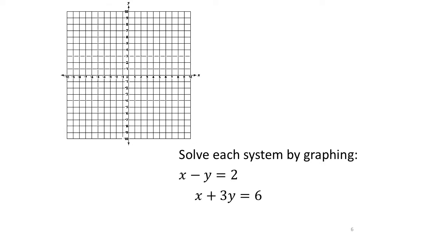All right, here's another system. This problem's different, of course. You're going to actually have to graph both of these equations, the system, and then see if you can find the solution to this system. 1 minute, go. All right, well, let's solve this system by graphing then.